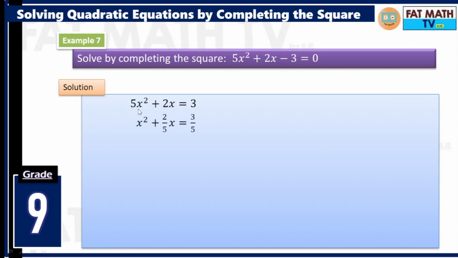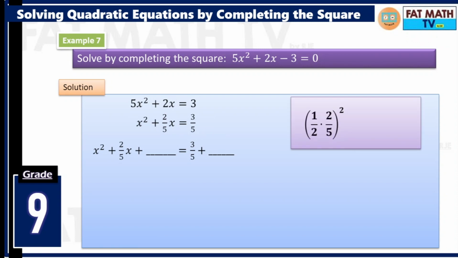So 5x squared divided by 5, that's x squared. 2x divided by 5, that's 2x over 5 or 2/5 x. And then 3 divided by 5 is 3/5. And then complete the perfect square trinomial. Same, take half of 2/5. Half of 2/5 is 2/5 divided by 2, or simply 1/2 times 2/5, so that you can cancel here.